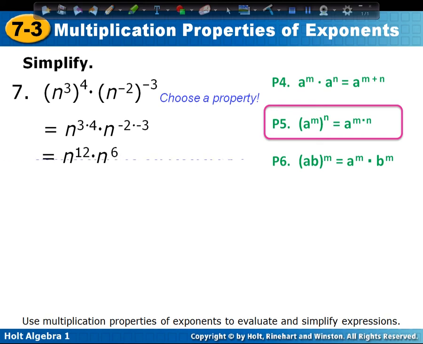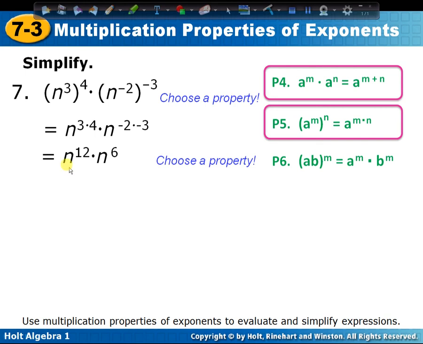And so now I can actually turn around and use property number 4, which says if I have the same base and I'm multiplying, I can add those exponents. So here I have the same base. There's an n here and an n here, so that's the same base. So I can take those exponents and then add them. So n to the 12 plus 6 gives me n to the 18. Make sure that you have that down before you move on.